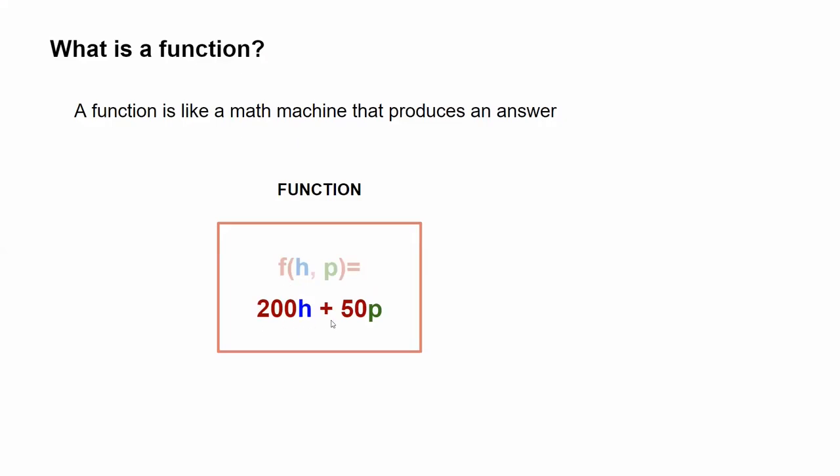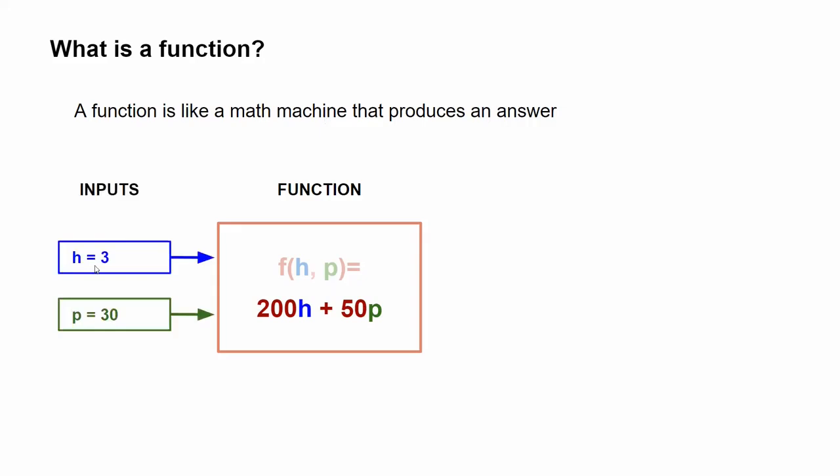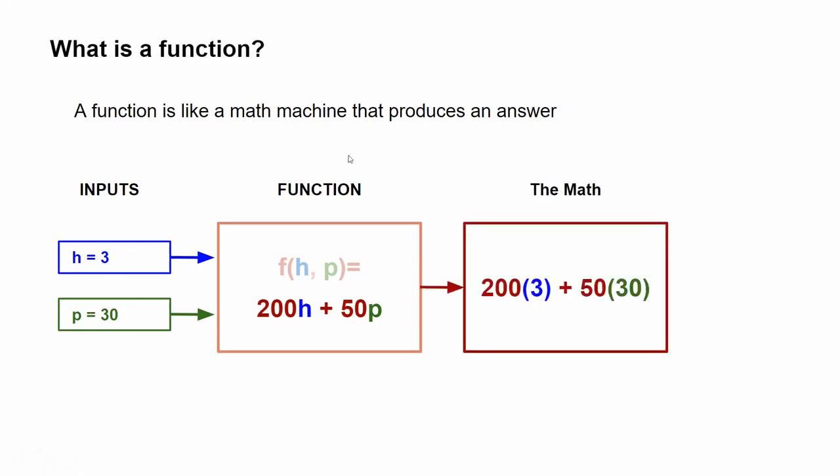But here's the heart of our function, 200h plus 50p. In order to use this function or machine, we need to know what h and p are. So we call those inputs. h is equal to 3, p is equal to 30. Once we know that, we can substitute and do the math. 200 times 3 plus 50 times 30 is going to give us our answer. We evaluate that in the calculator, and we get our answer of 2,100. That's all there is to it. So let's take a look now at that function notation.